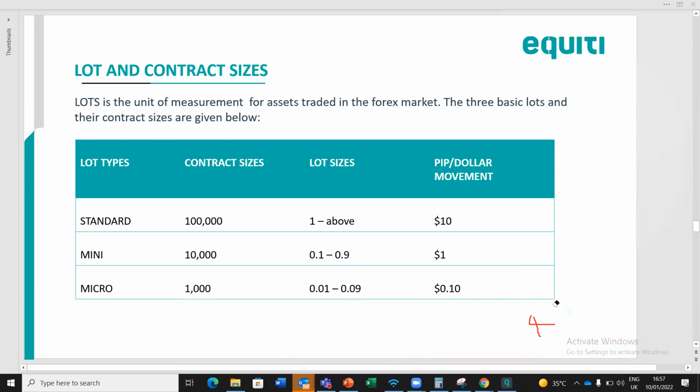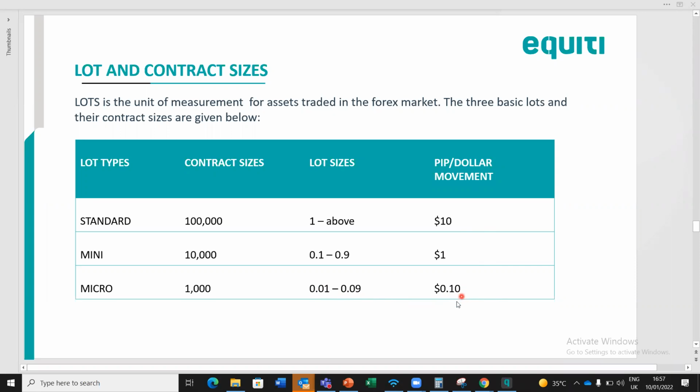And if you have bigger funds and bigger trading capital, then you can move over to using bigger lot sizes. Now let's quickly look at the micro lot. If you're using the micro lot, for every one pip movement, I'm still going to talk about the pip, you make 10 cents. For every one pip movement, if you're using 0.01, you make 10 cents. If you're using 0.02, you make 20 cents. If you're using 0.03, you make 30 cents.